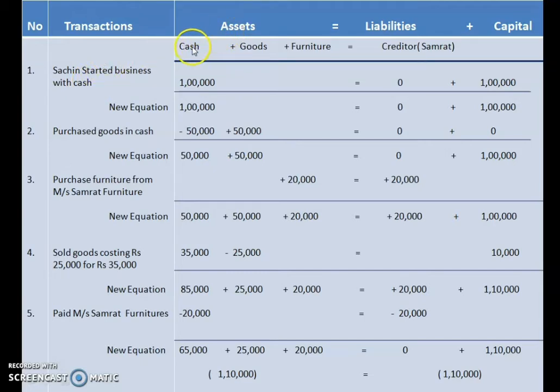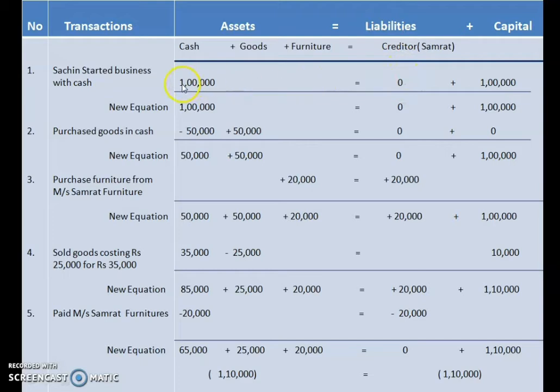Just below the asset, you can write here cash. Okay, what is the amount he brought? Write down in front of this transaction 1 lakh. Then it is a cash which he brought as a capital. So we know that asset is equal to liability plus capital, isn't it? That we have written first. Then under this capital, you can include here 1 lakh, and in front of this first equation, you have to write here 1 lakh as your capital. There is no liability in this case, that is liability is 0.